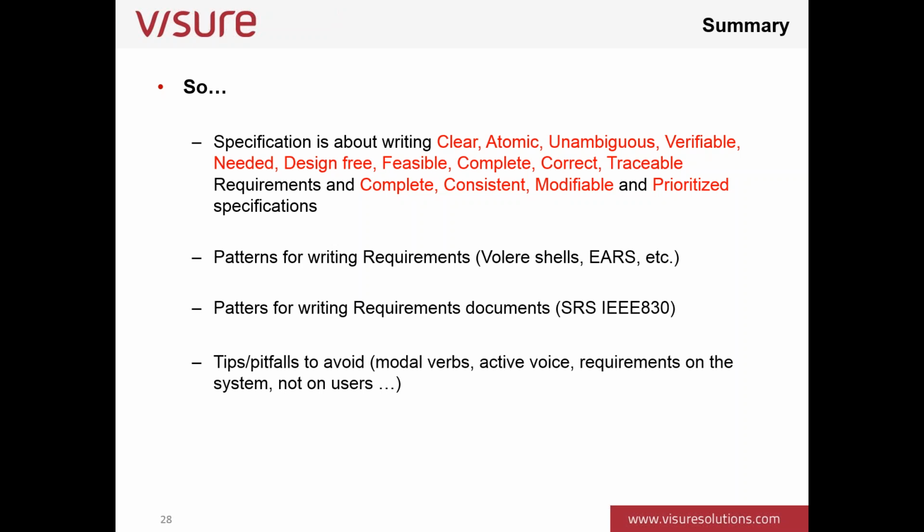And always try to avoid certain pitfalls, and always try to use certain tips when writing the requirements. Once again, really related with the rules. Try to avoid modal verbs, use the active voice, not the passive voice. Focus on the action, on the user performing the action, and so on. We have just come up with all those things. Okay.